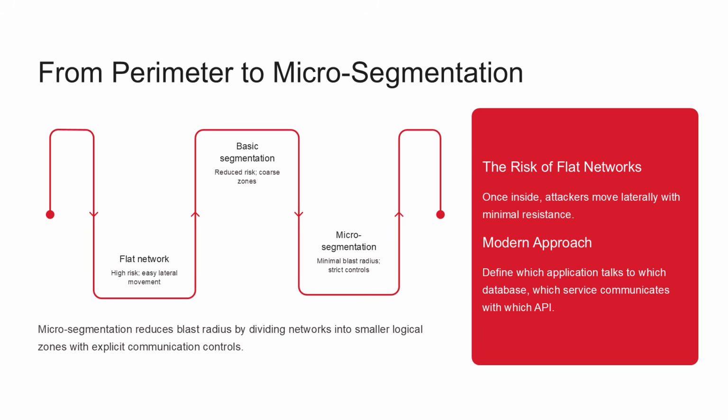Micro-segmentation means dividing the network into smaller logical zones where communication is explicitly controlled. Instead of broad internal trust, you define which application can talk to which database, which service can communicate with which API, which administrative subnet can access which management interface. Micro-segmentation reduces blast radius. Even if an attacker gains initial access, movement becomes constrained.